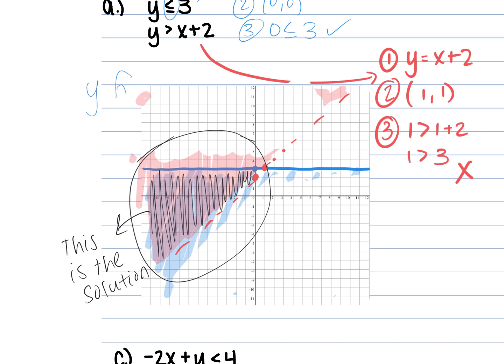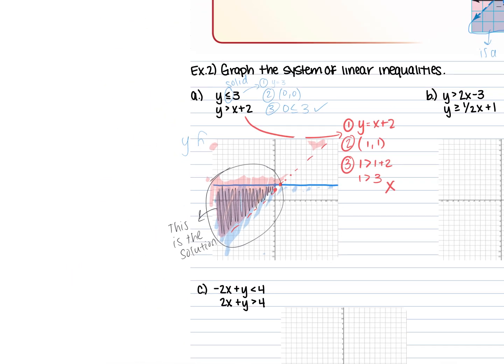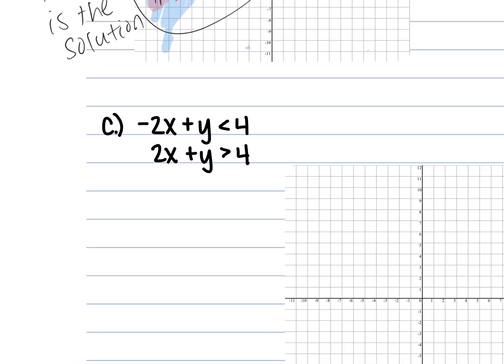All right, let's keep going. We're going to do one more example, and then we're done, okay? Take a look at C. In C, we've got negative 2x plus y is less than 4, and 2x plus y is greater than 4. Alfonso, take the first inequality. What do I do with it? You turn it into an equal sign. Good. Negative 2x plus y is equal to 4.